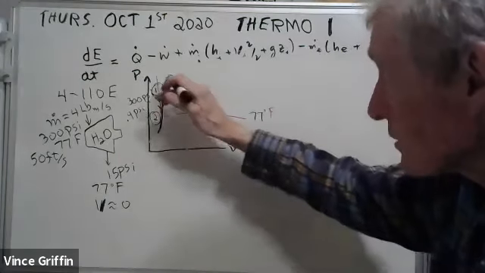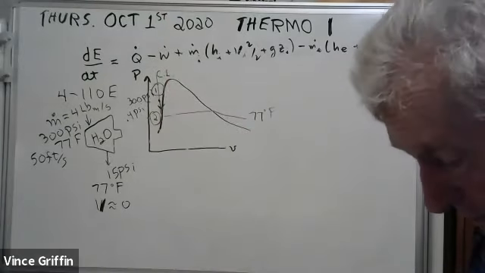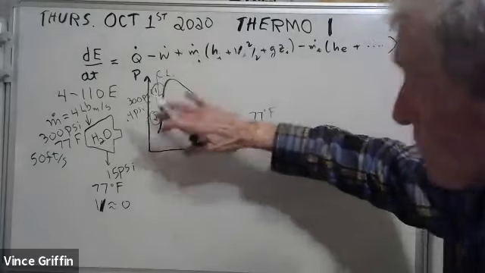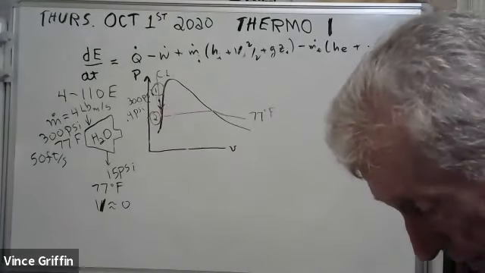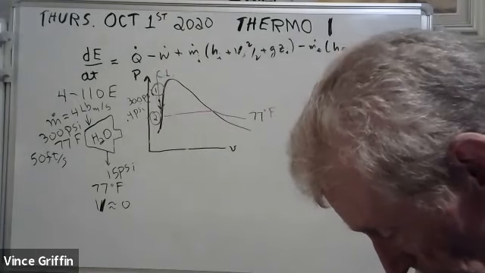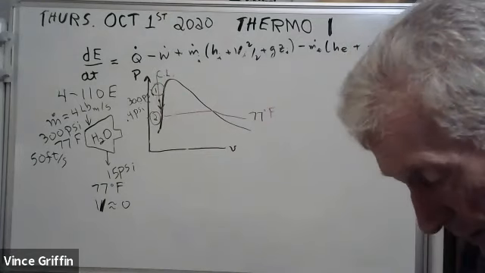We're entirely in the compressed liquid region, aren't we? We don't even enter the vapor dome. We don't enter superheated vapor. We're compressed liquid. I got lost again. It's a liquid water turbine.